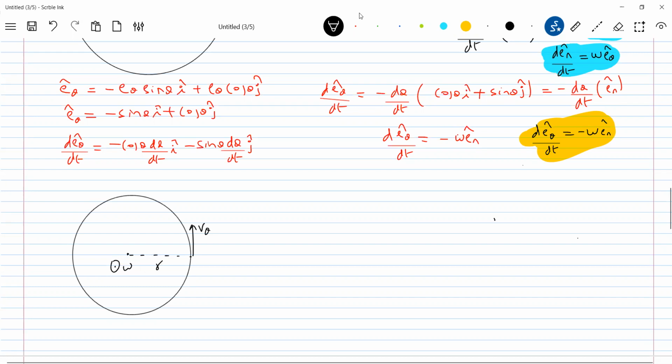Now, what is v theta? Can I write r omega? There are two velocities. Even r can also be variable. If r is variable, then the particle will also have a radial velocity. If r is variable, the particle is said to also have the radial velocity, dr by dt.